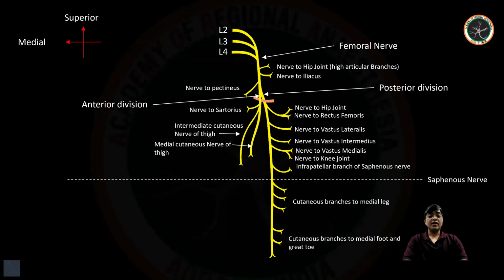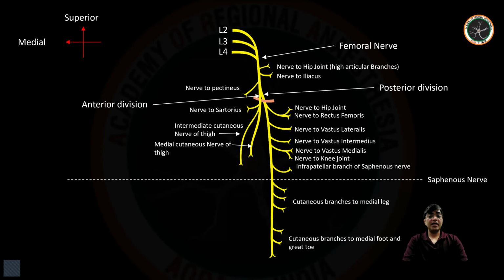The femoral nerve is sandwiched between the psoas and the iliacus muscle, traverses behind the psoas and gives higher articular branches to the hip joint in the abdomen. It also supplies the iliacus and pectineus in the abdomen and then passes behind the inguinal ligament into the femoral triangle or the femoral compartment.